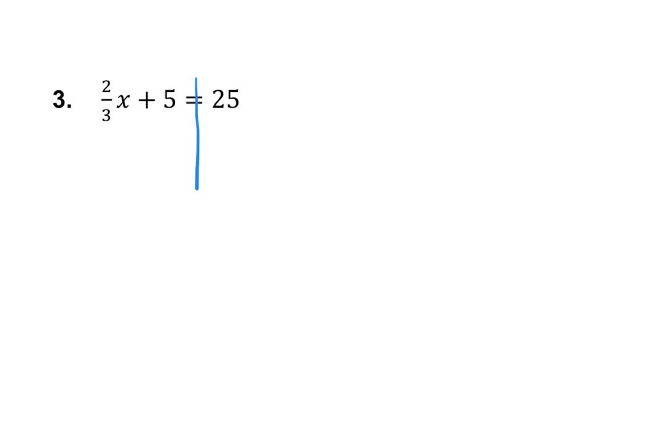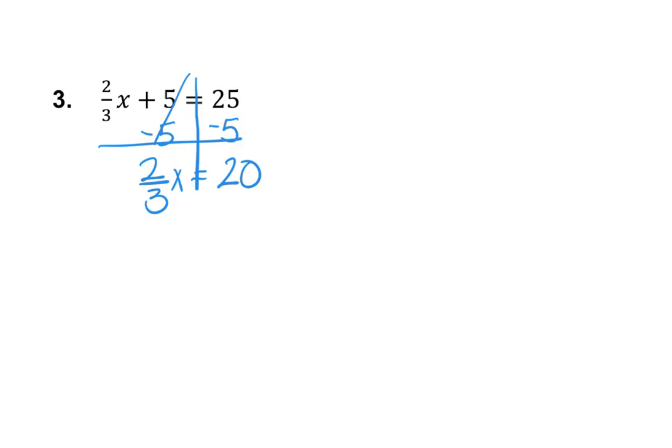And the opposite of plus is minus. So I'm going to subtract 5 on both sides. And now we have 2/3 x is equal to 20. All right, so we did some of these last week. We have 2/3 x. So the 2/3 is multiplying that variable.